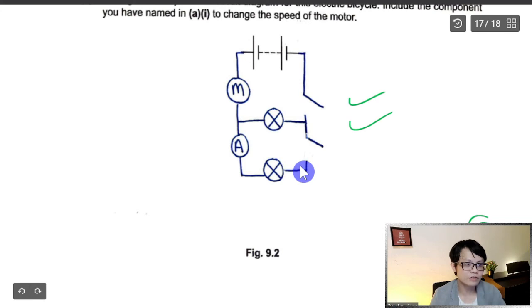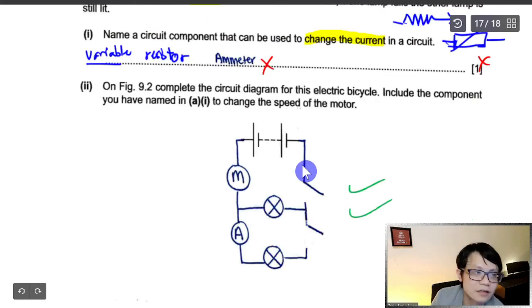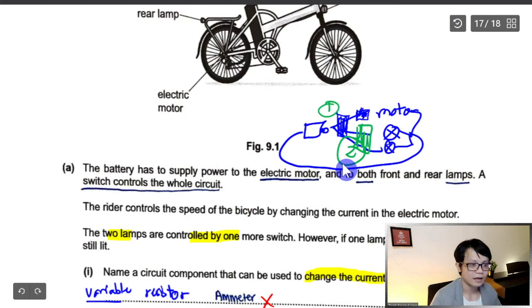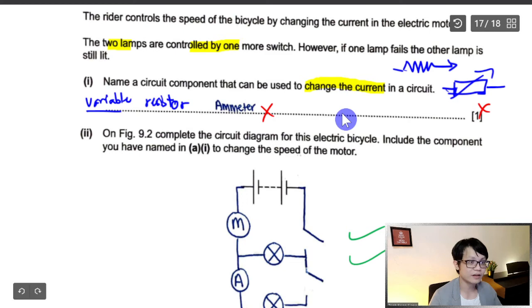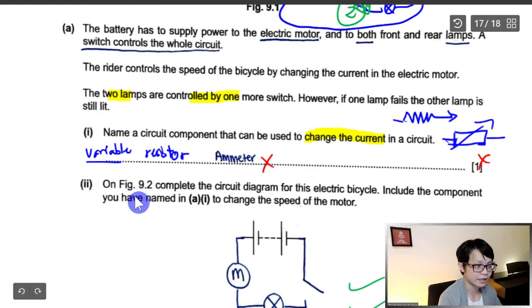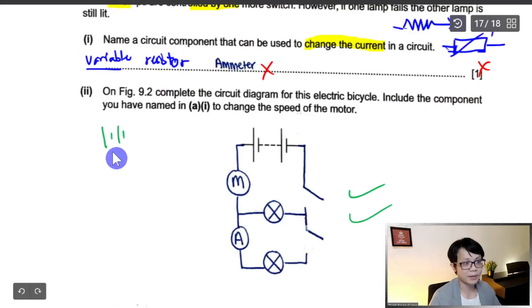Okay, so the correct one here, let's try to do this because we do the imagination. I hope that you can know. Okay, first we draw the battery. Okay, we draw the battery. And the battery goes to the main switch, correct or not? So I draw a main switch according to the question.